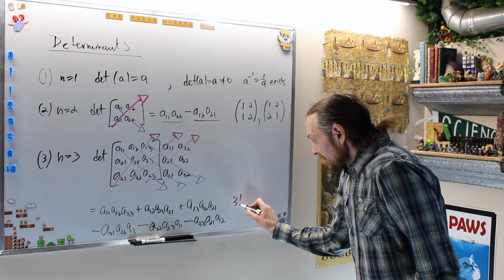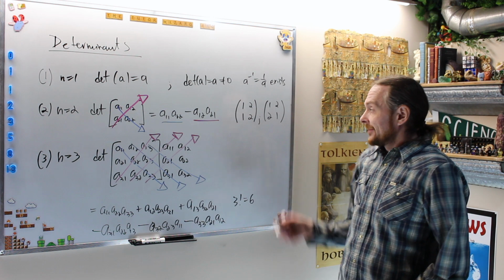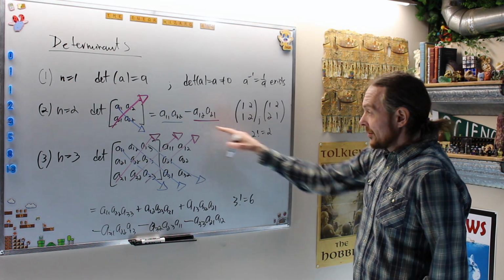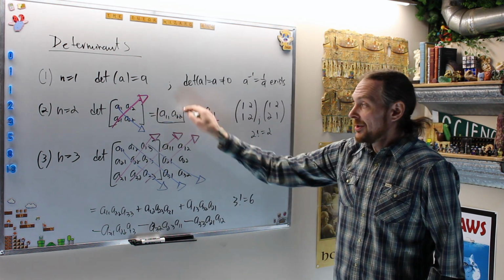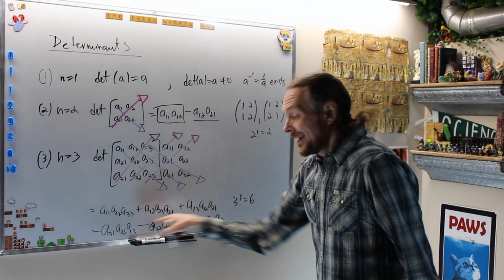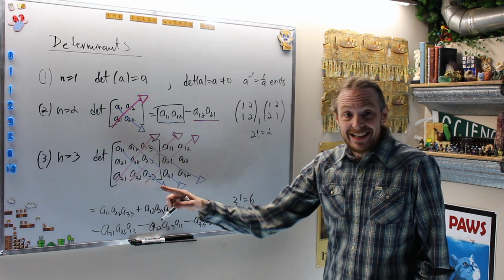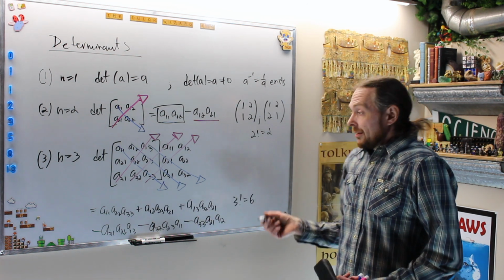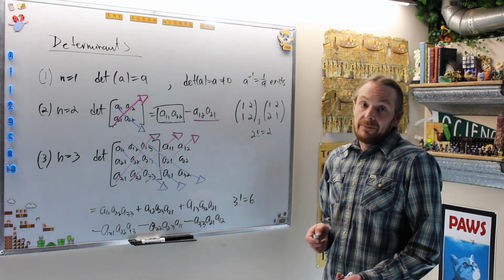Now 3 factorial is 6. Here 2 factorial is 2, so there were 2 terms, and each term had 2 things in it. Here 3 factorial is 6, so there are 6 terms, and each term has the product of 3 things in it. This is the definition of determinant.